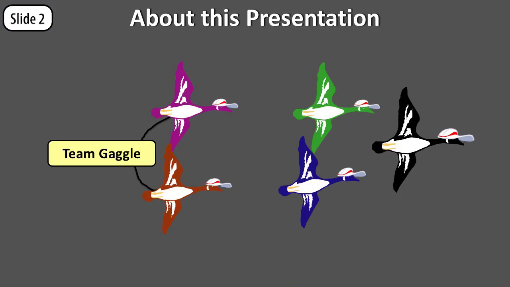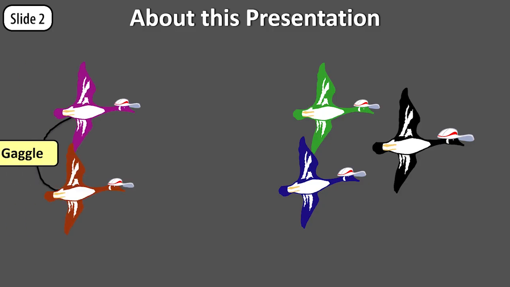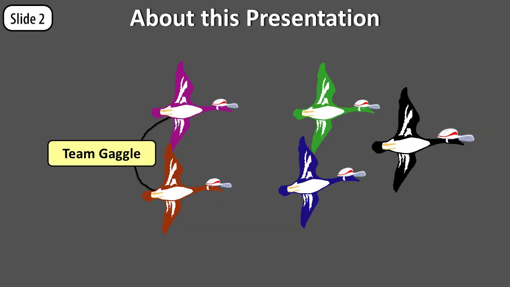Slide 2. About this presentation. This slide is animated, which means the images on the screen move. The animation begins with 3 geese wearing matching baseball hats flying onto the screen, followed by 2 more geese wearing the same hats. The 2 additional geese are carrying a sign that says, Team Gaggle. The geese are carrying this sign because gaggle is another name for a flock of geese. There you go, a winning answer for your next game of Trivial Pursuit.